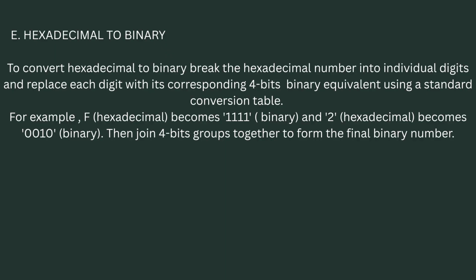Hexadecimal to binary. To convert hexadecimal to binary, break the hexadecimal number into individual digits and replace each digit with its corresponding 4-bit binary equivalent using a standard conversion table. For example, F hexadecimal becomes 1111 binary and 2 hexadecimal becomes 0010 binary. Then join the 4-bit groups together to form the final binary number.